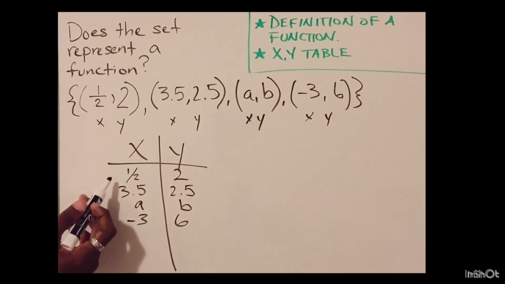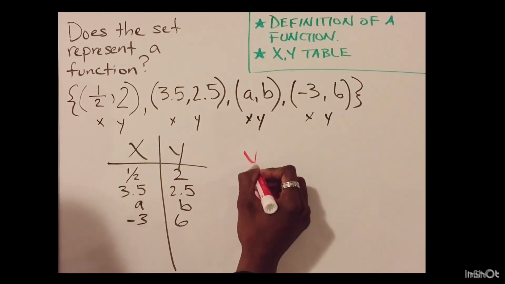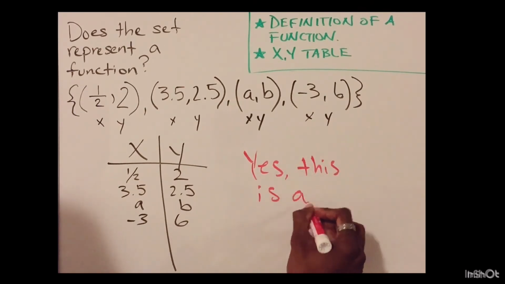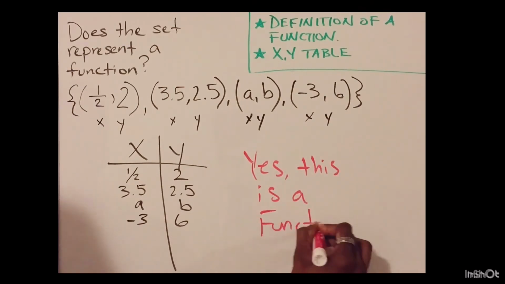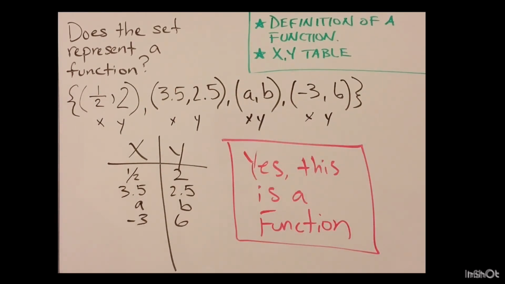And we see that we have a 1/2, we have no other 1/2s. We have a 3.5, we have no other 3.5s. We have an A, no other A's. And then we have a -3, no other -3s. So the answer is simply that there's no X repeating. So this is a function. Yes, this is a function. And that is our answer.